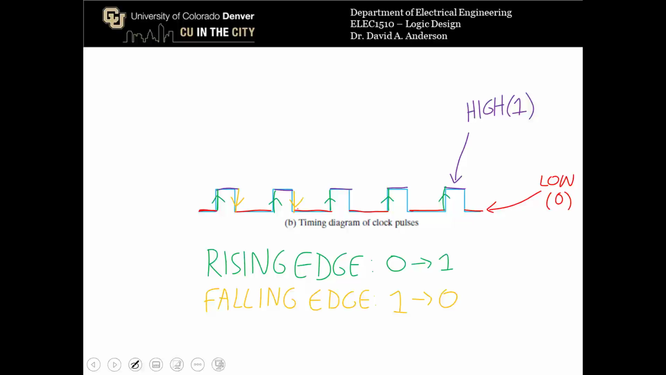So most clock signals will have low, rising edge, high, falling edge, back to low, and the process repeats. Sometimes synchronous sequential circuits can respond to both rising and falling edges. So we'll talk about how to design circuits that respond to different types of edges in the clock signal in the coming chapter.